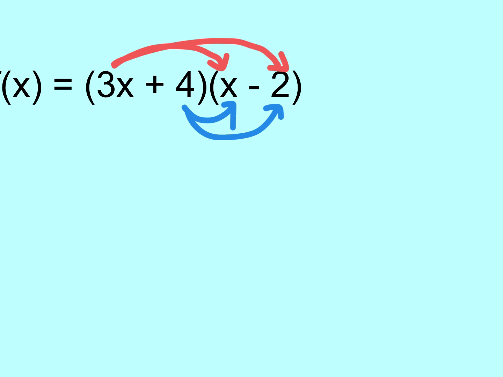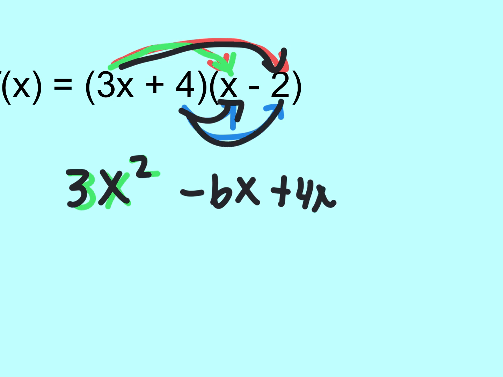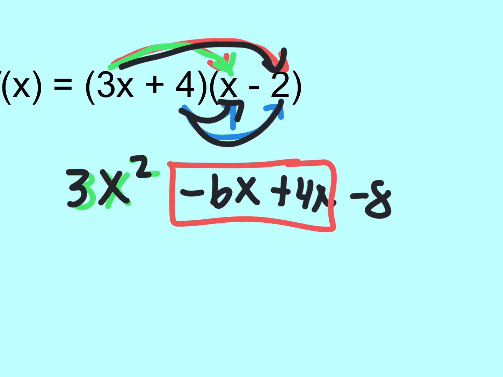So I'll do it with green here. 3x times x, 3x squared. That's not showing up real well. 3x squared. 3x times the -2 makes -6x. 4 times the x is plus 4x. And then 4 times the -2 is -8. These two are alike because they both have x's. 3x squared minus 2x minus 8.